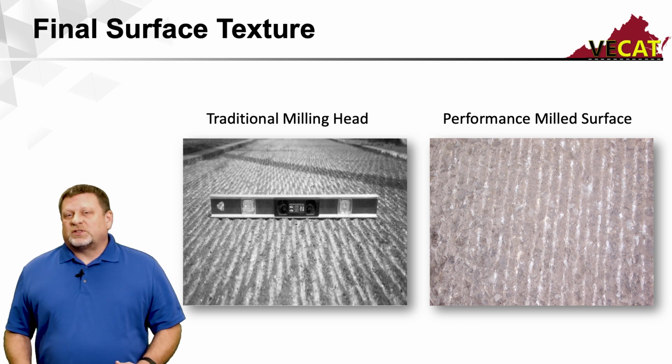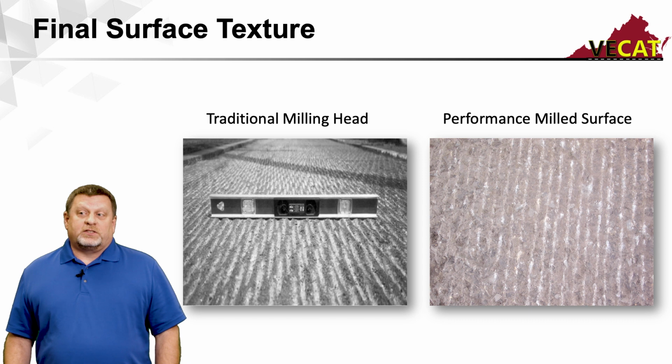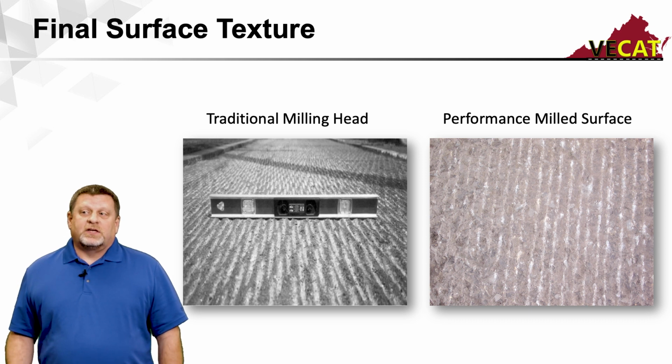As far as the drum size, the diameter and width, they're the same on these that would generate these two differences. The difference in the performance milled surface versus the traditional milled surface is the amount of teeth. The performance milled surface would have probably 3 times as many teeth on it as a traditional milled surface that was shown before.